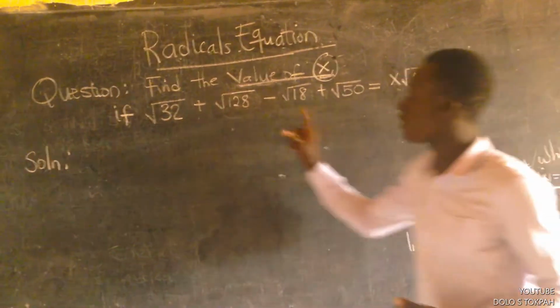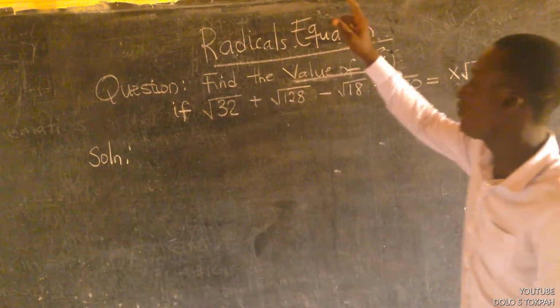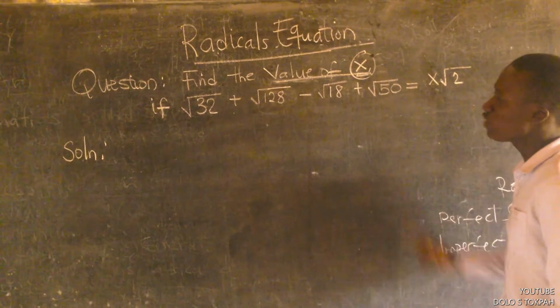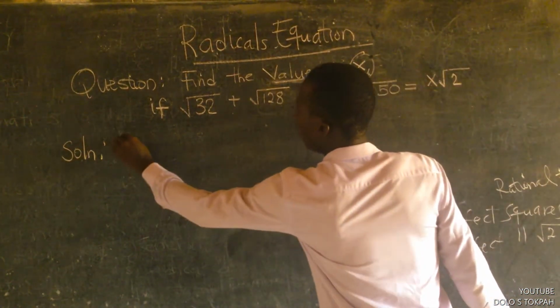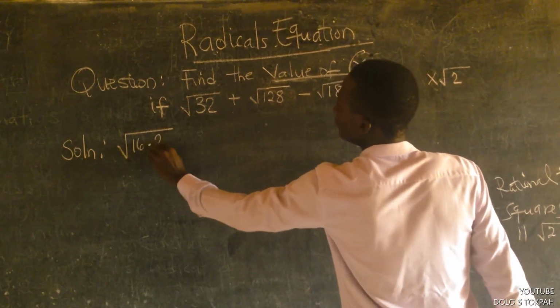So now, that is what we are about to do to these four numbers under the root. We are going to look for two numbers, one perfect and one imperfect, for each one of them. So the first number is 32, and the two numbers are 16 times 2.